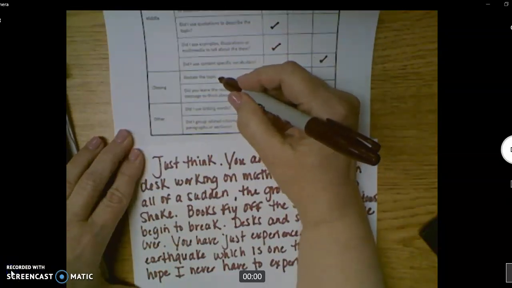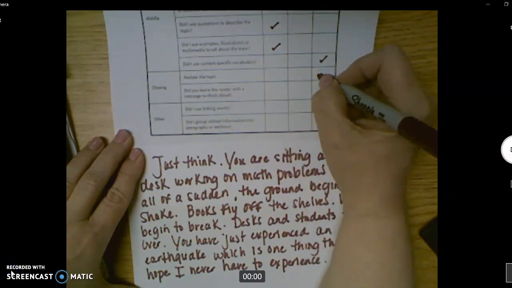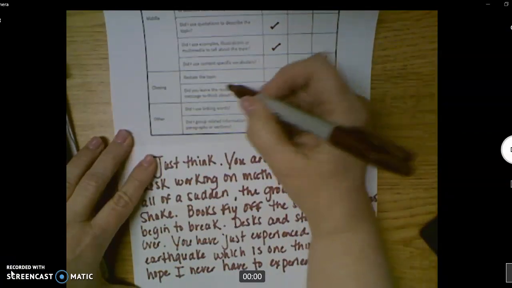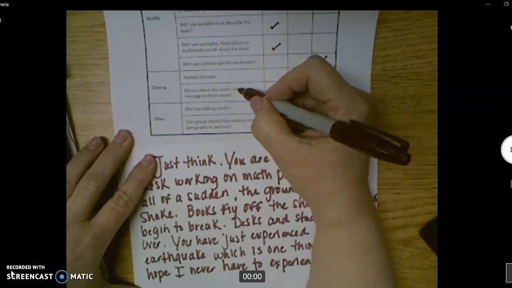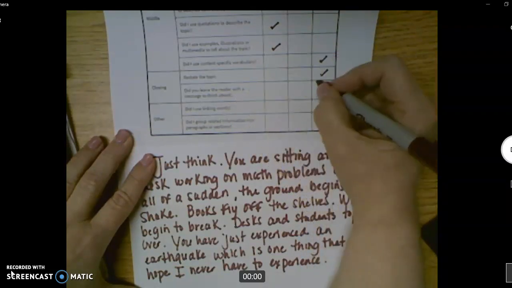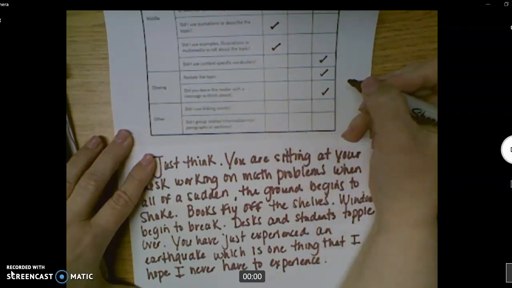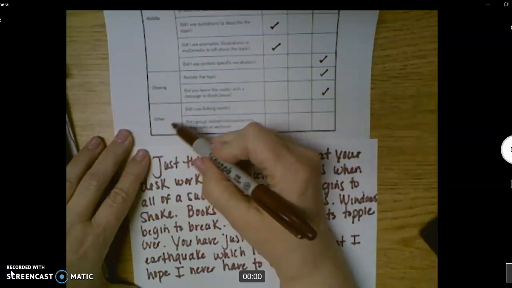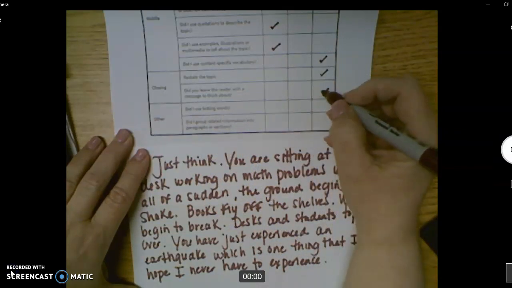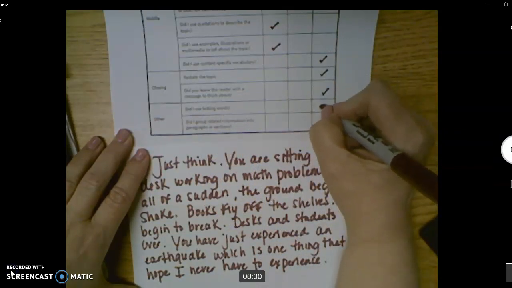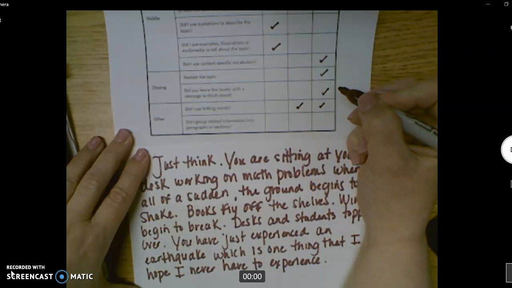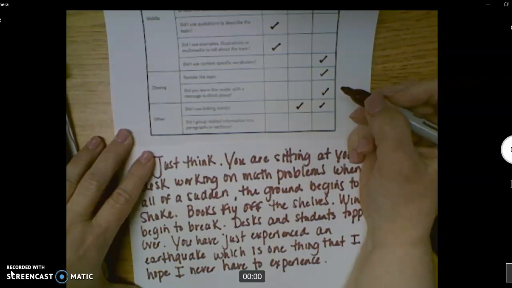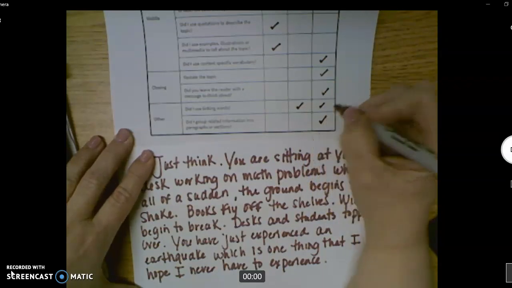Is the topic restated? Yes, I mentioned earthquakes again. Did I leave the reader with a message to think about? I think I sure did. And the last section is others. Did I use linking words? Yes, I did, but maybe I could add some in there. Did I group related information into paragraphs or sections? Yes, I did.